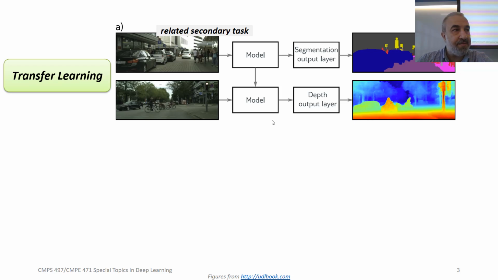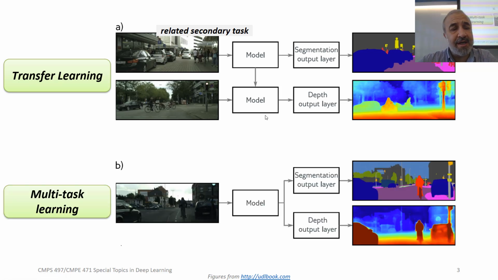Okay, did you get the idea here? So we will train a model first on the task for which we have lots of data, and then we continue training on the primary task. That's transfer learning. The second one is called multitask learning.